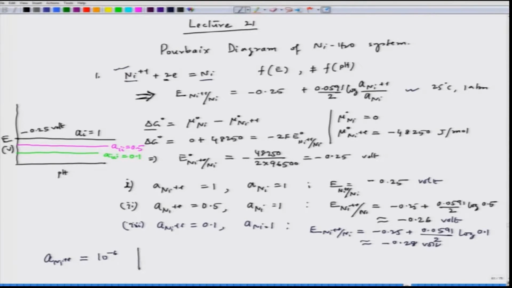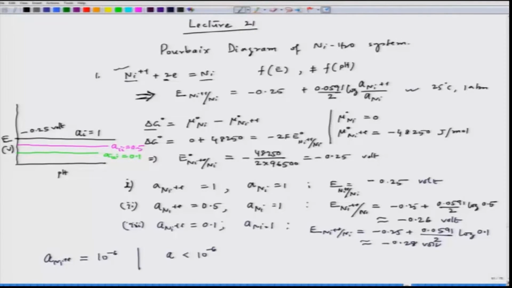But once the activity of nickel ion is less than 10 to the power minus 6, then we will not be able to detect anything. What does it mean? If we cannot detect anything, we would say that as if there is no nickel ion. So then, if there is no nickel ion, that means only nickel is present, no ion is present.